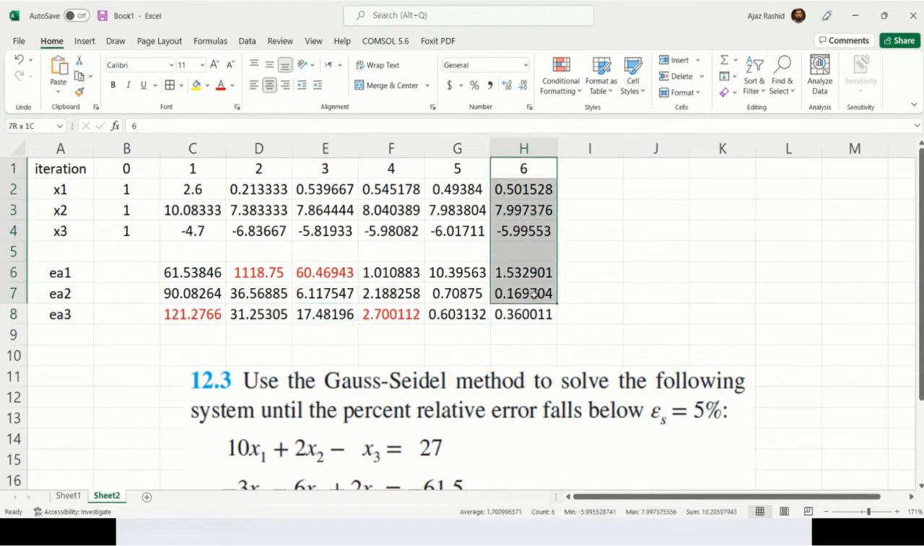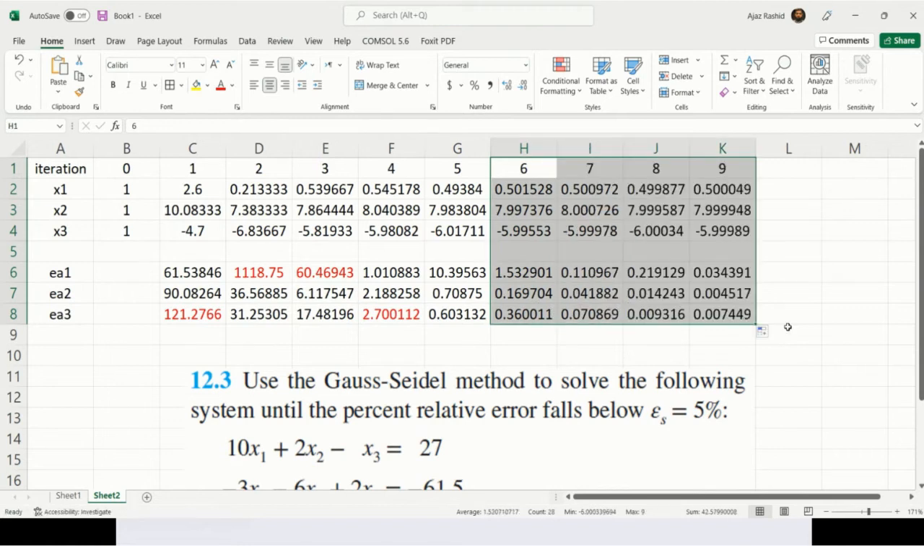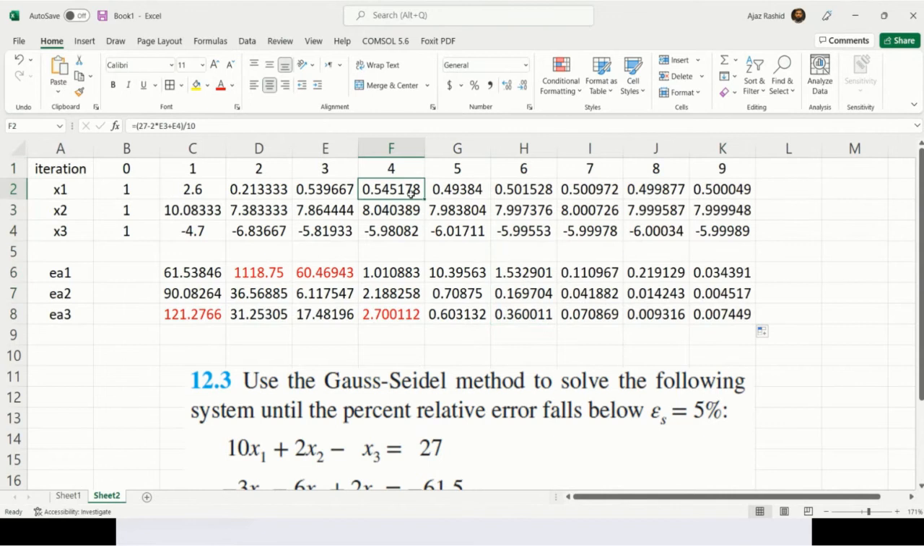Just to carry on and see what's the final answer. So it seems it is 0.5, 8, and minus 6. So if we stop here, we are close: 0.5, 8, and minus 6. It seems we are pretty close to the answer. So you can stop here.